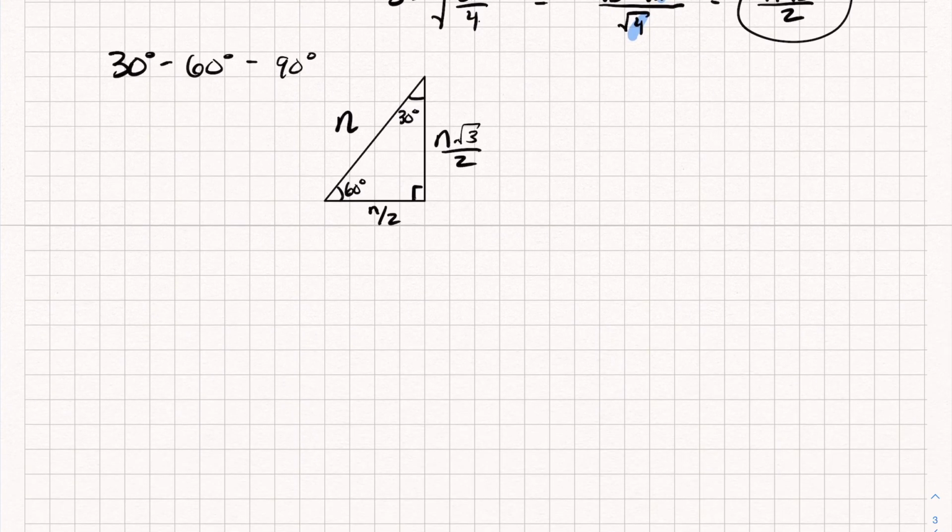The next triangle that I want to look at is the 45, 45, 90. And the way that it's constructed is by taking a square. So again, just like before, we actually don't even start with a right triangle. I'm going to take a square that's specifically an n by n.